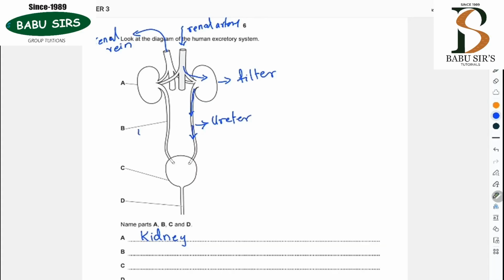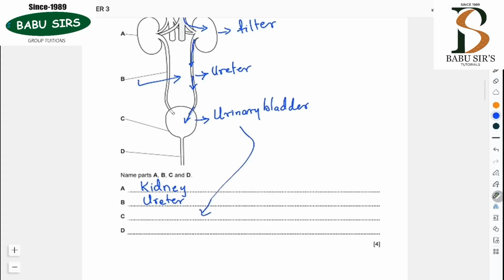So they have asked you part B. So here you can write the ureter. From here, this waste in the form of urine will be collected in the bladder. That is called the urinary bladder. This you can write here in C part. And when the bladder gets full, it will be emptied by the D part, that is the urethra. So D part you can write it as the urethra.